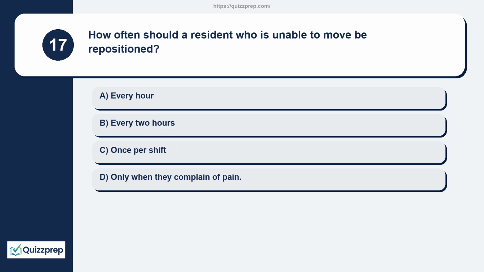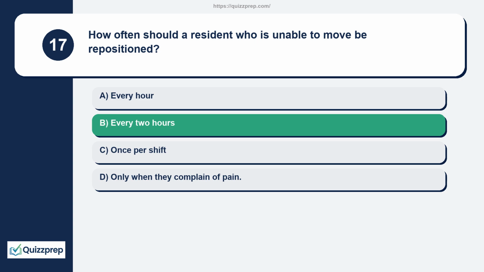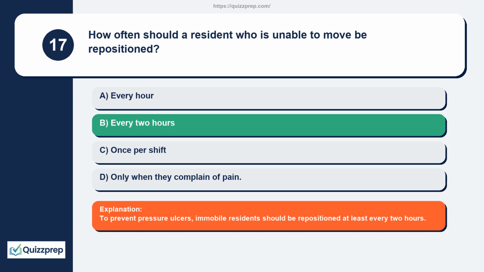Question 17. How often should a resident who is unable to move be repositioned? Every hour. Every 2 hours. Once per shift. Only when they complain of pain. To prevent pressure ulcers, immobile residents should be repositioned at least every 2 hours.